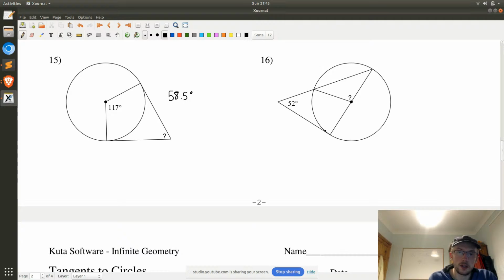Now here, that's a 90-degree angle. That angle down there, complementing that 52, must be 38 degrees. This is isosceles, as these are two radii, so that is 38 degrees. 38 doubled is 76, subtracted from 180 is 104, so that's 104 degrees.